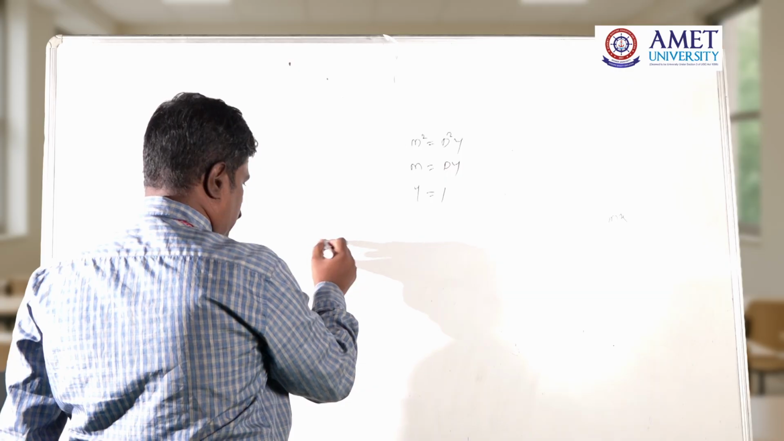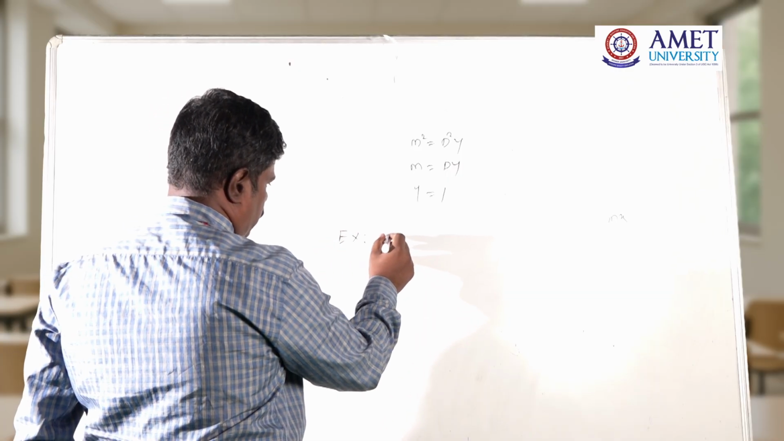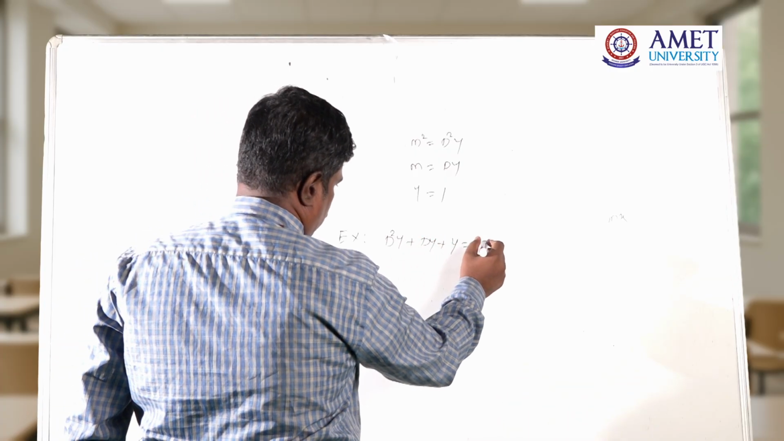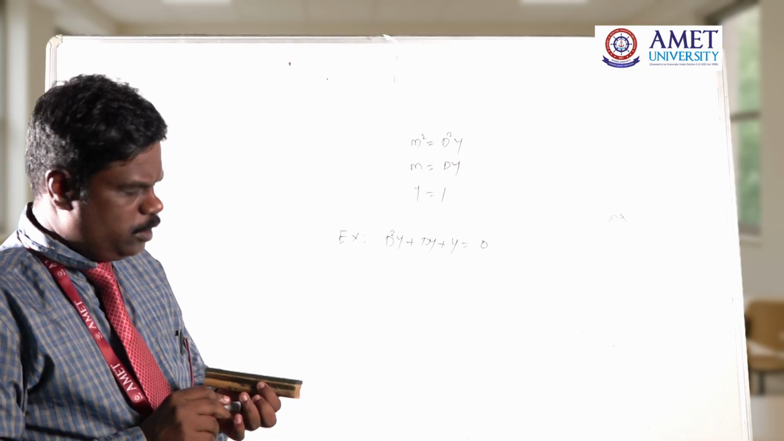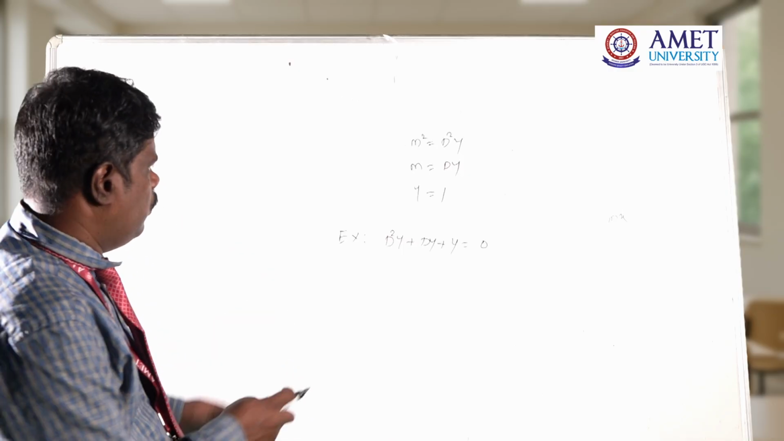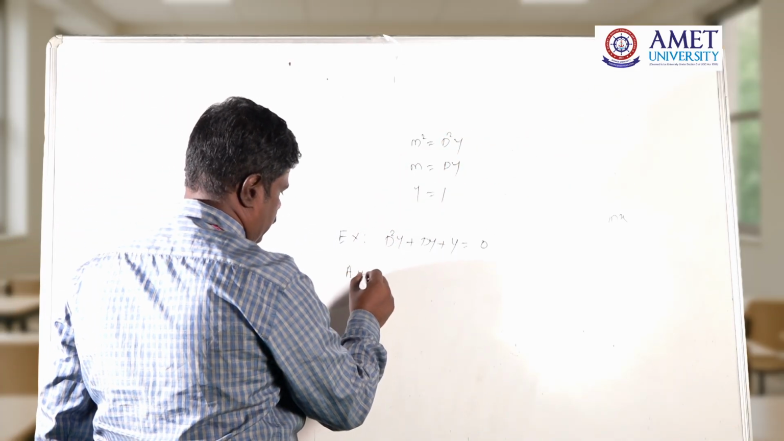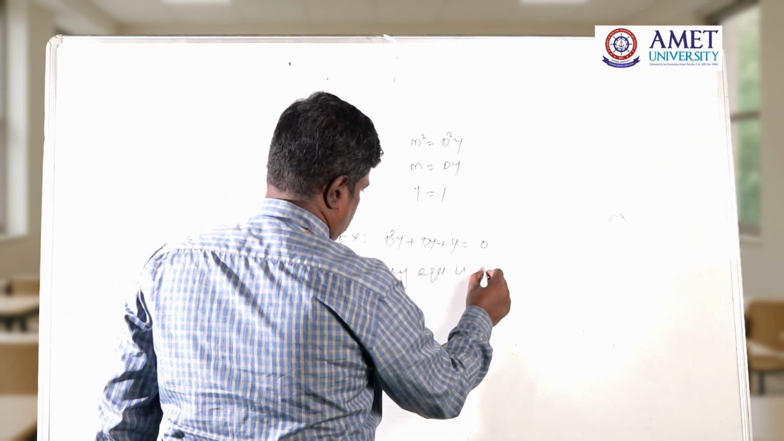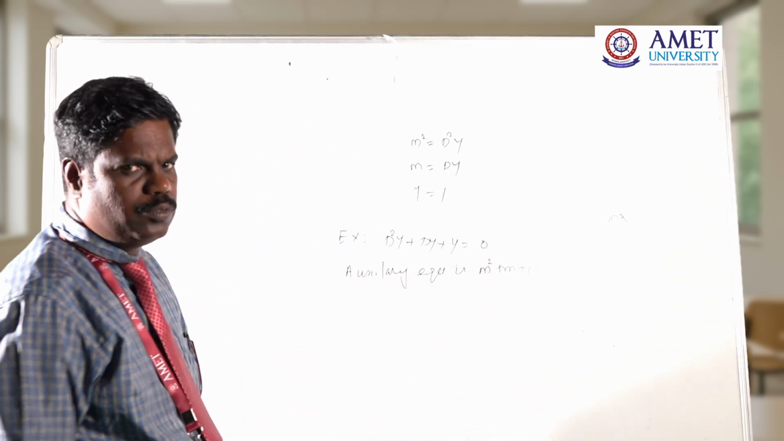Now, I am taking an example. Example: d squared y plus dy plus y is equal to 0. A simple equation. Now just substitute. What do we want to substitute? d squared equal to m squared. So the auxiliary equation is m squared plus m plus 1 is equal to 0.